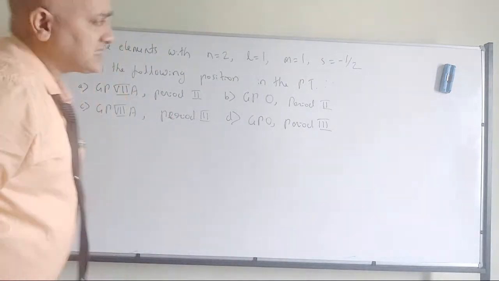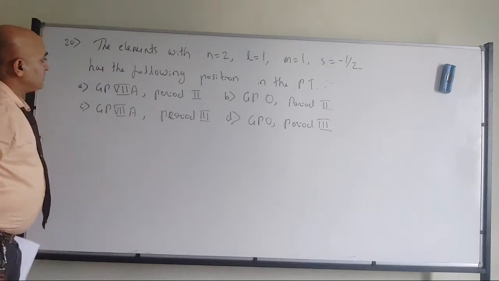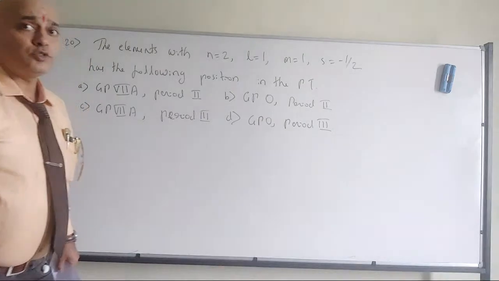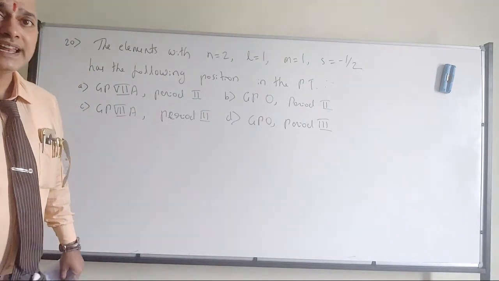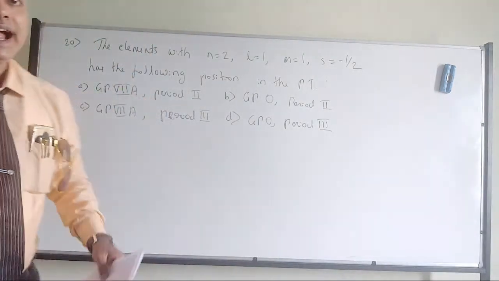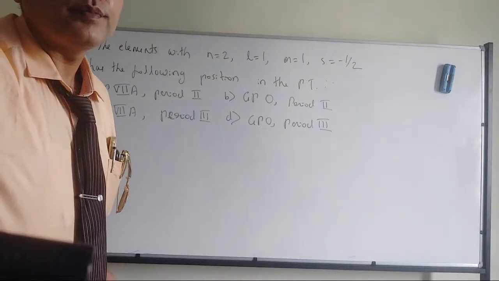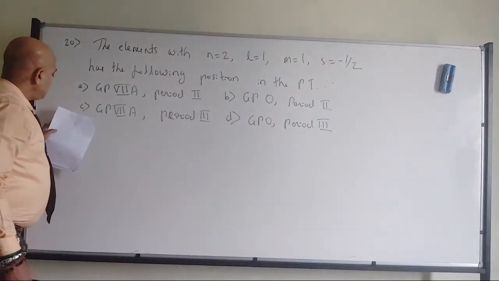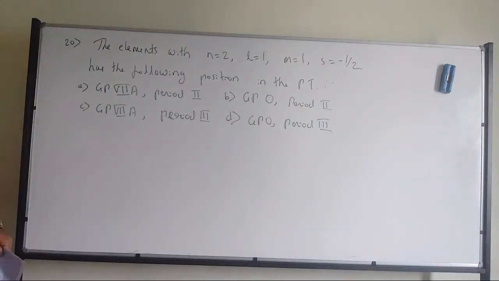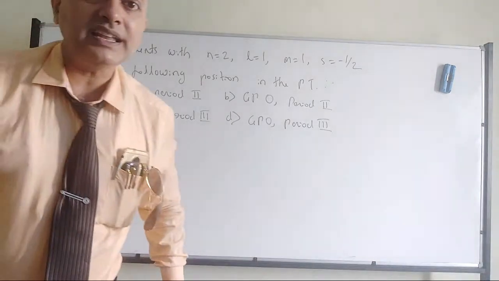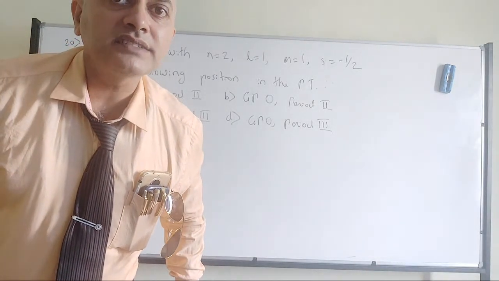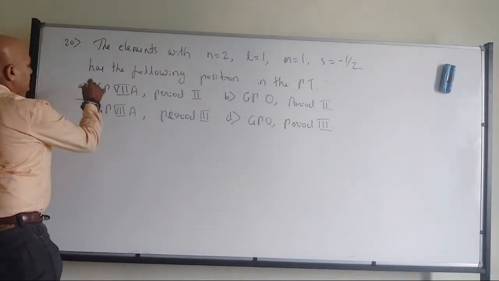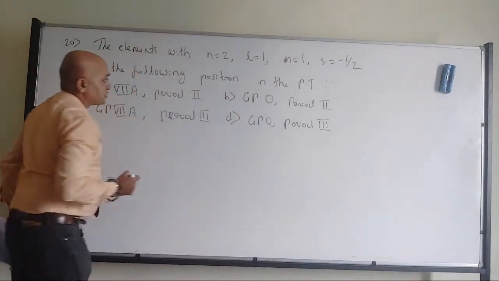Achyuta is saying option A, group 7A and period 2. All of you will agree with that? Please remember, this is the old nomenclature. Other answers are coming. So it should be option B. So I am getting two answers, option A and option B.